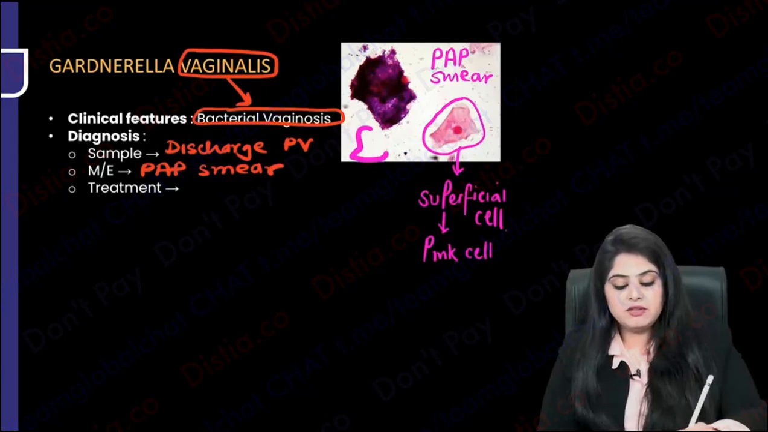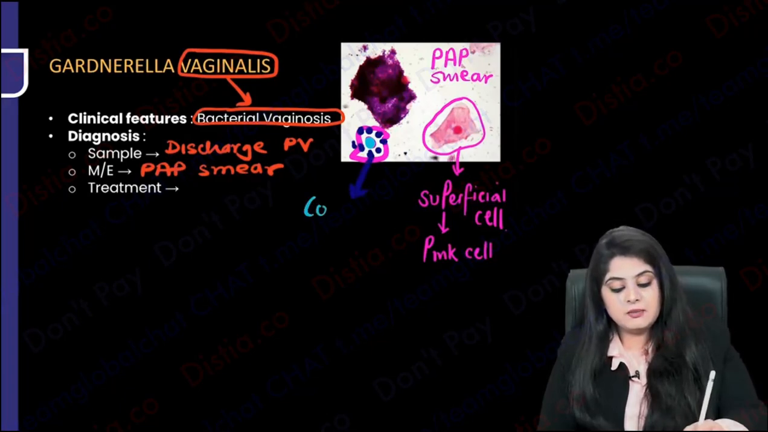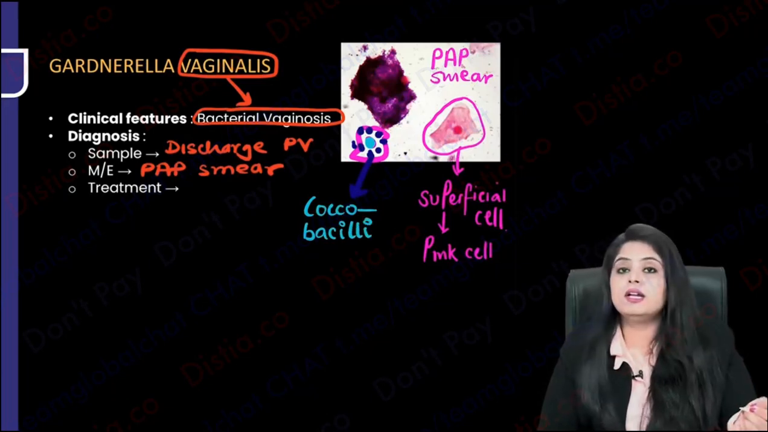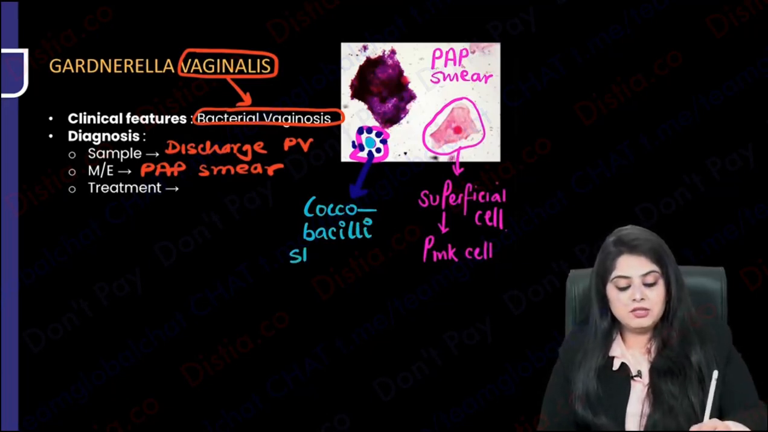However, on top of that pink cell, I am seeing a lot of blue colored bacteria. Bacteria have stuck. What are these? They are bacteria, but what type of bacteria? These are nothing but cocobacilli. So please remember, the cocobacilli are stuck on the cells.